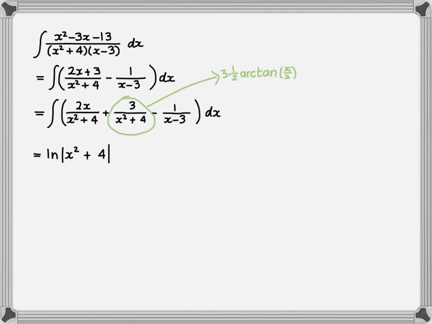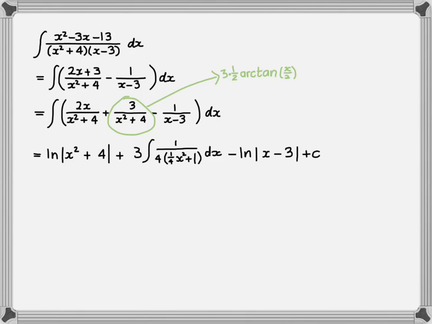So 2x over x squared plus 4 integrates to the ln of x squared plus 4. Now 3 is a constant, so we can take that out of the integral. And then if we look at the denominator of my fraction, I would like where the 4 is to have a 1. And I can only do that if I take out 4 as a common factor. Now to take 4 out as a common factor, it will leave me with a quarter x squared plus 1 dx. And then integrating the last term will give me the ln of the absolute value of x minus 3.